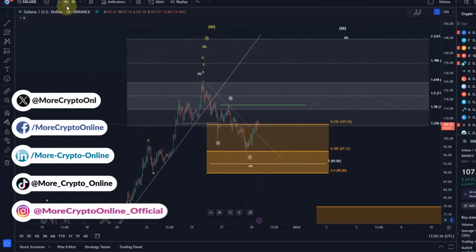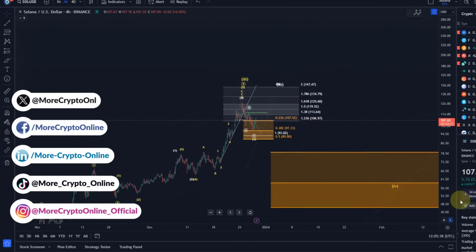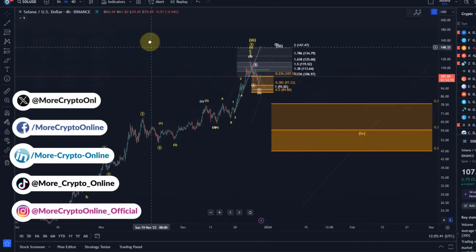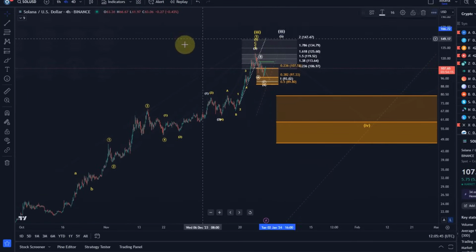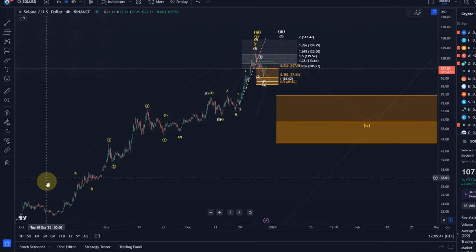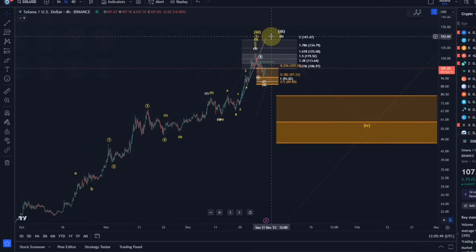Let's start on the 4-hour chart, just for everybody who's new on the channel, to give you an idea of the bigger picture before we dive into the micro structure. The idea is that Solana is possibly still in a third wave rally. This is very much extended. Extensions have to be expected in third waves in crypto. And this is the bigger picture.